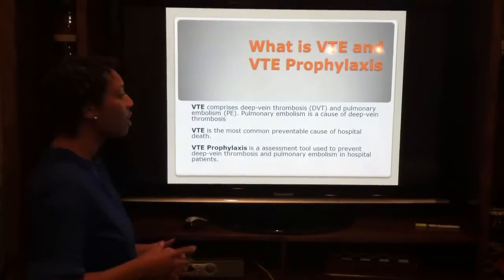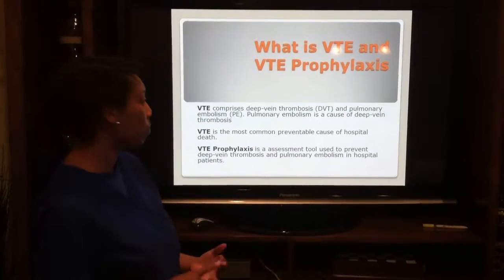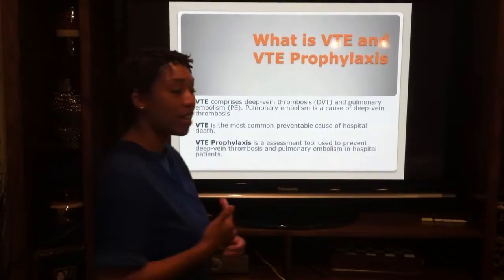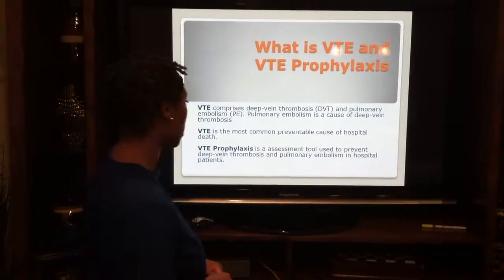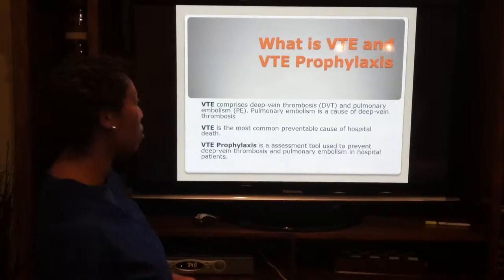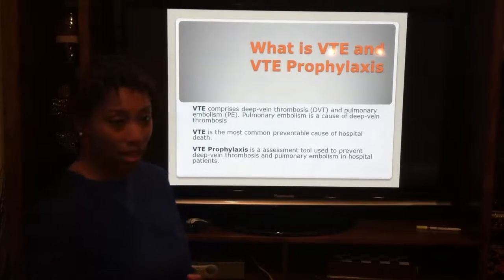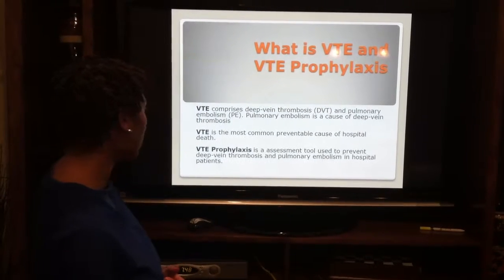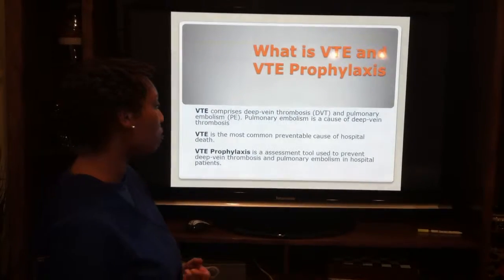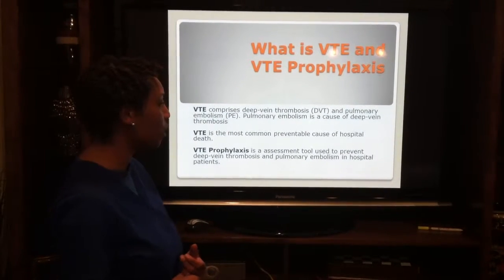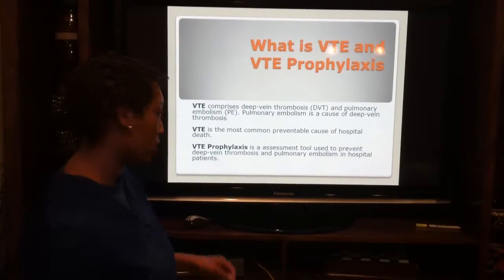VTE comprises deep vein thrombosis and pulmonary embolism. Pulmonary embolism is a complication of deep vein thrombosis. VTE is the most common preventable cause of hospital death. VTE prophylaxis is an assessment tool used to prevent deep vein thrombosis and pulmonary embolism in hospital patients.